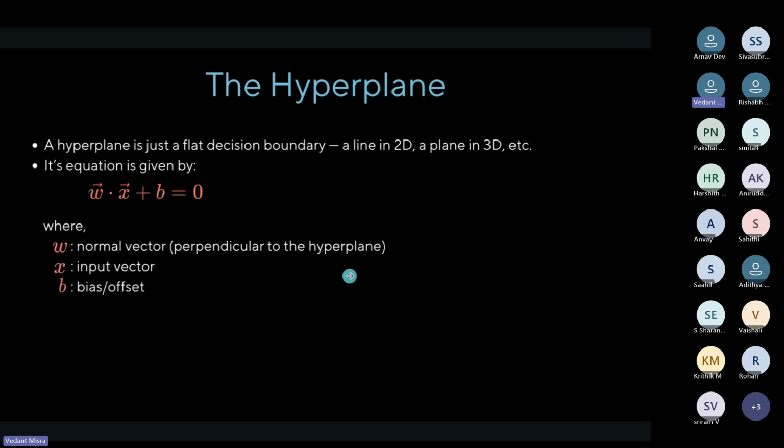Before we go to that, we look at what a hyperplane is. A hyperplane is just our decision boundary. In 2D, it's just a line. In 3D, it's a plane, and so on. We call it a hyperplane beyond that.